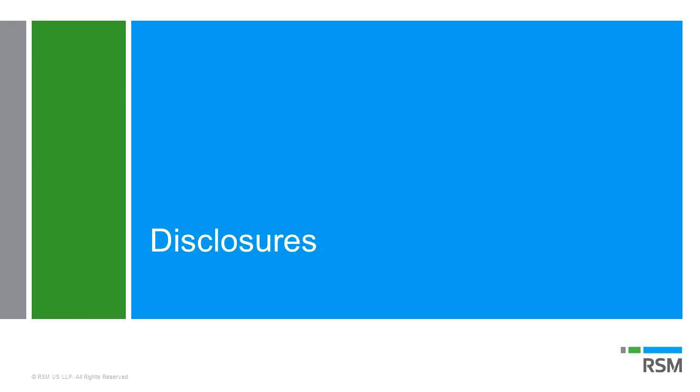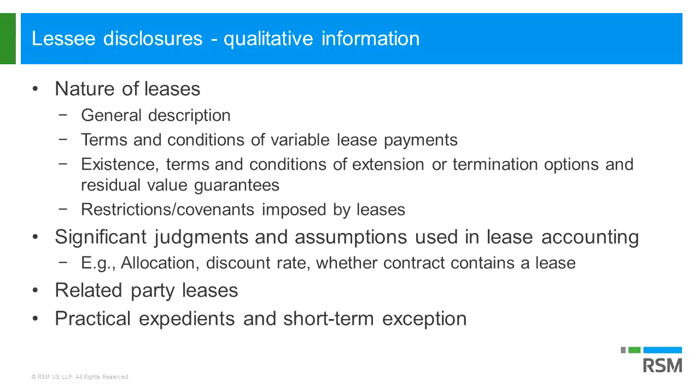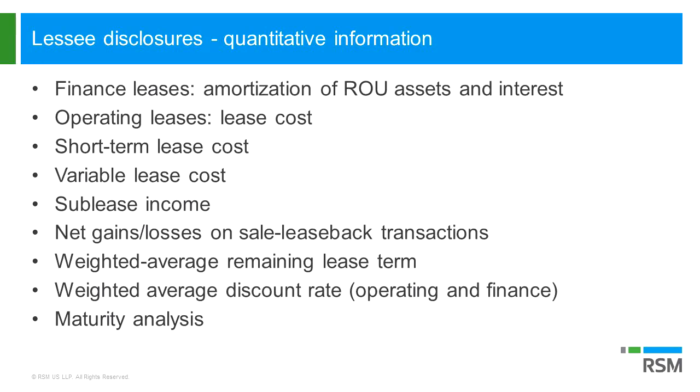In addition to the basic accounting, the new standard will require some additional lease disclosures. The disclosure objective is really to provide users of the financial statements with sufficient information to assess the amount, timing, and uncertainty of cash flows arising from the leases. Lessees will be required to, on finance leases, disclose the amortization of right of use assets and the interest.